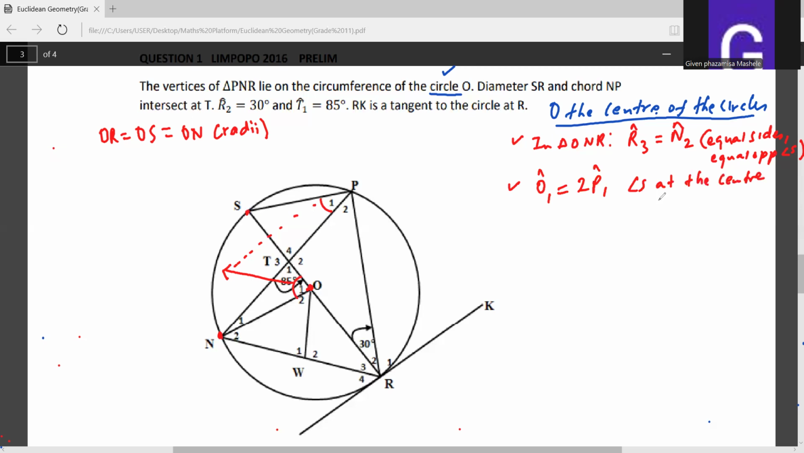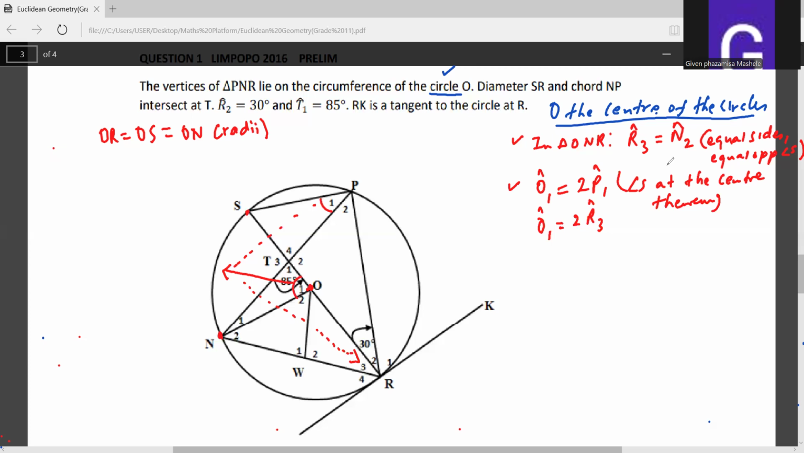The angle at the center theorem is the applicable one. It's not the only one. Look at angle R3, this angle here. It's also an angle coming from the same arc. So it means O1 is also twice angle R3. Angle at the center theorem.